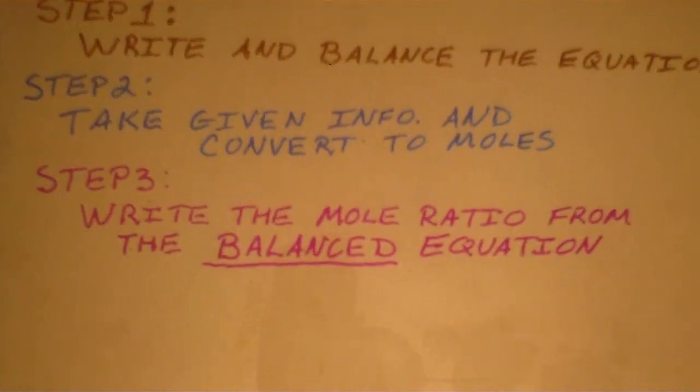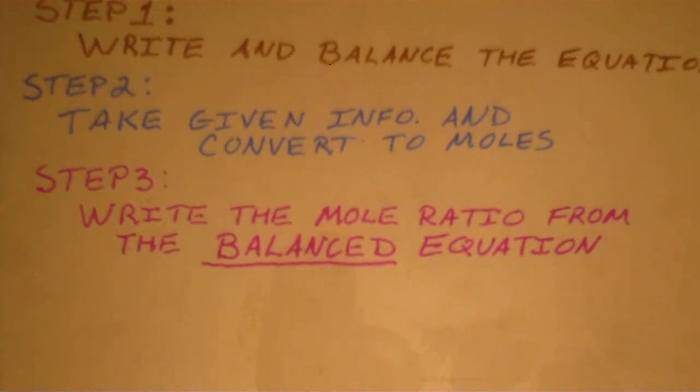Third step. In step 1, you wrote and balanced an equation. In step 3, you want to write the mole ratio, the coefficients of each of the molecules in the equation, no reaction arrows, just the coefficients as a ratio from the balanced equation.